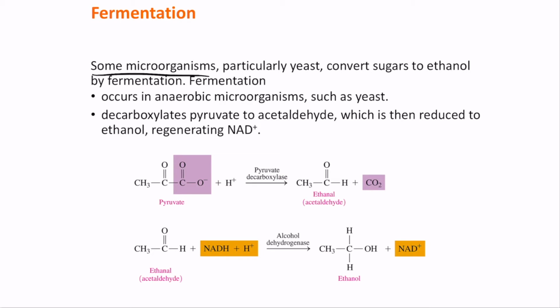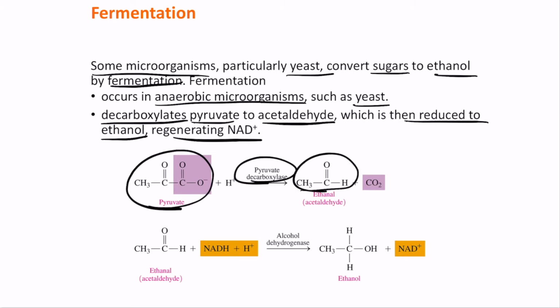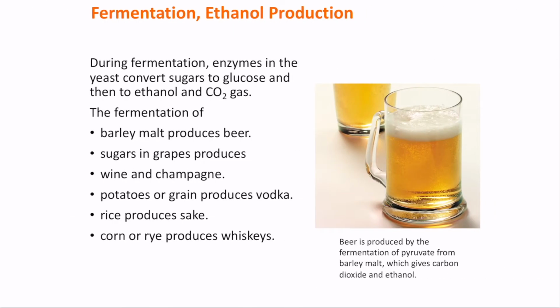Some microorganisms, particularly yeast, can convert sugars to ethanol by fermentation. This fermentation occurs in anaerobic microorganisms such as yeast, and it generally undergoes decarboxylation of the pyruvate to create acetaldehyde, which then undergoes reduction to create ethanol, regenerating the NAD+ molecule. So you have pyruvate, under pyruvate decarboxylase, creating acetaldehyde and carbon dioxide. The acetaldehyde combines with NADH to create ethanol, which is generally the final compound, under the use of the enzyme alcohol dehydrogenase.